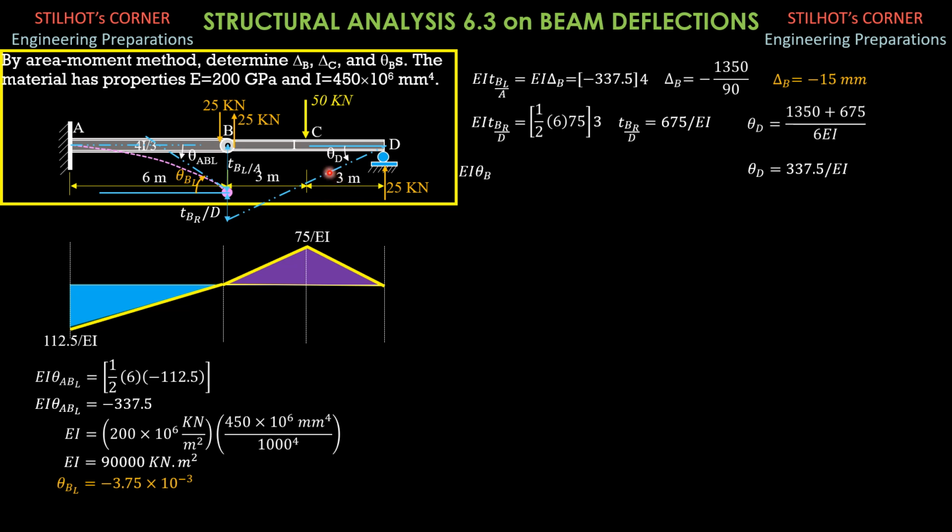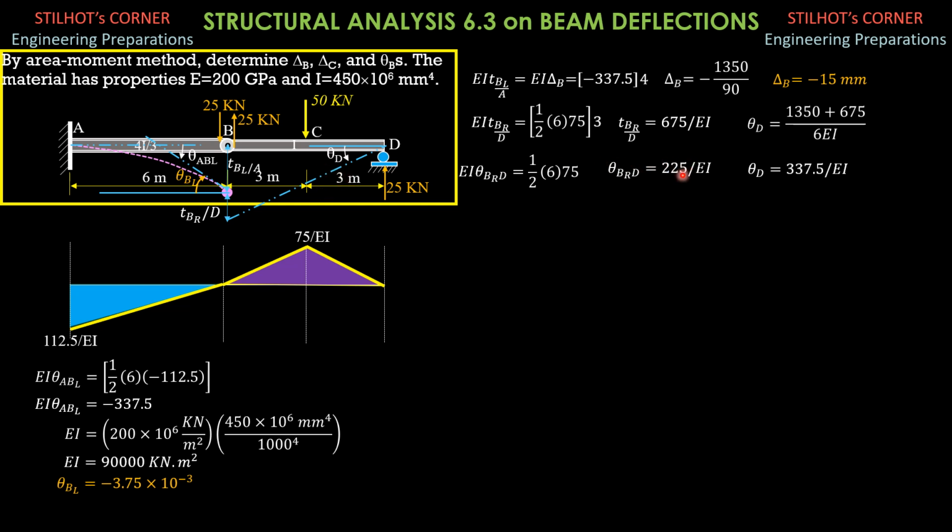Then let's compute theta B right D, the angle between the tangents at B just to the right and D, which is simply this area here. So we remove this moment arm. So it is 1/2 of 6 times 75, and it is equal to 225 over EI. Since it is positive, it means that the tangent from B right to D, the rotation should be counterclockwise. That's positive counterclockwise rotation.